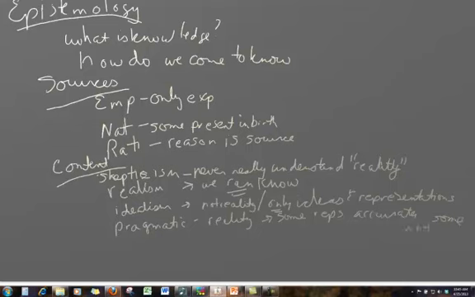So, epistemology is looking at three different things: one, the source of knowledge; two, the content of knowledge; and three, what are the knowledge traditions? What are the traditions that govern these sources and content?